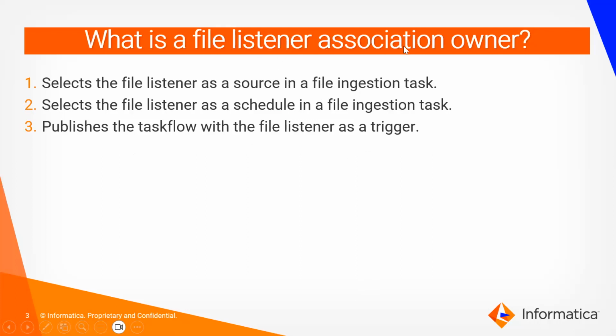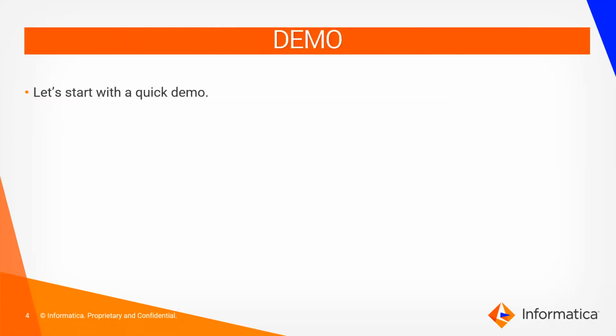Now, this listener association owner, you cannot see from the GUI screen of the IICS or B2B console. So you need to use a REST API. So how to use a REST API? I will show you in a demo.